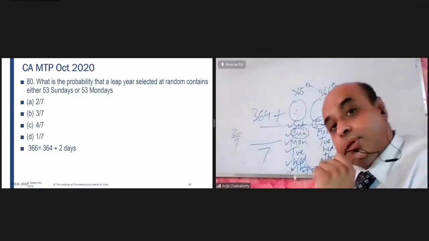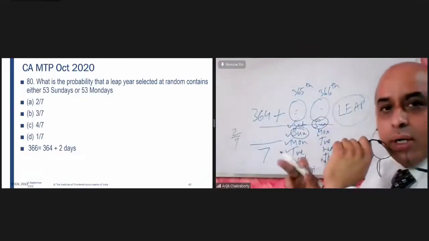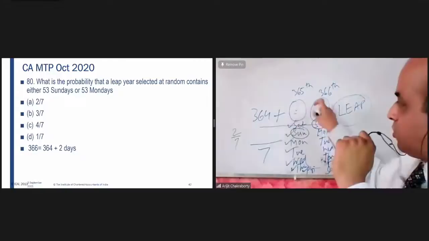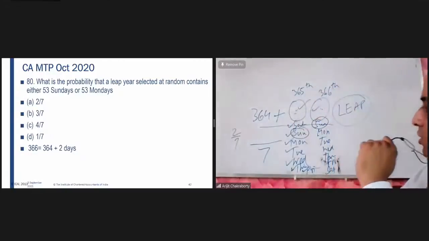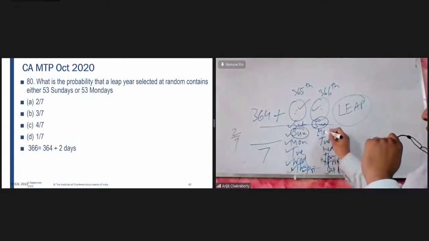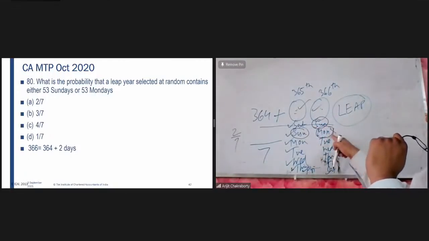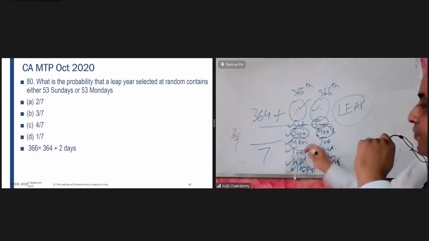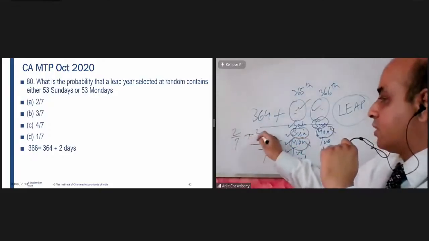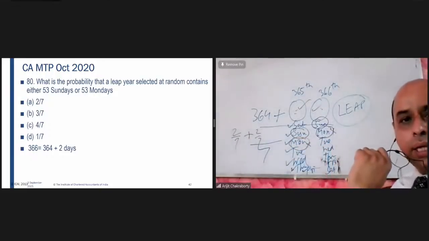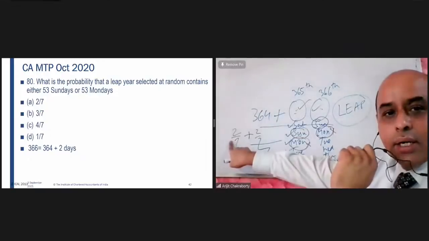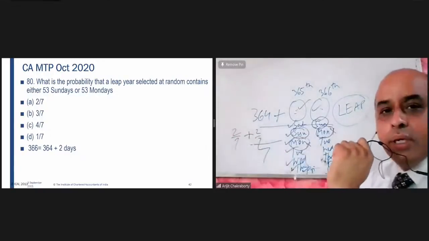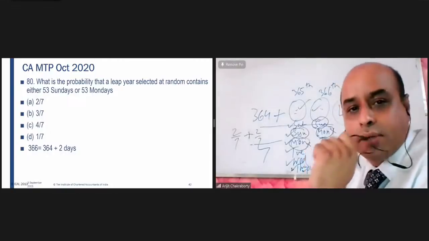Next question is 53 Mondays. 53 Mondays, that means a Monday will fall in either here or here. What are the possibilities? Sunday, Monday. Okay, so I'm circling Monday, and Monday, Tuesday. Again, we have 2 by 7. So probability of A, that is Sunday, is 2 by 7. Probability of B, that is Monday, is 2 by 7.